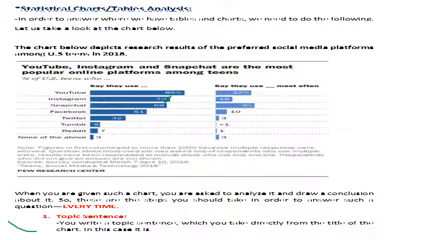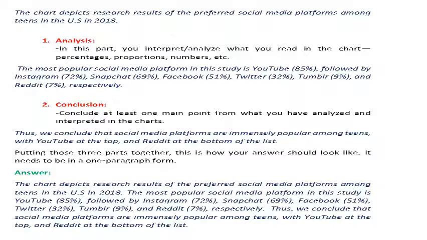The topic sentence, which you get directly from here. The chart depicts or shows research results of the preferred social media platforms among US teens in 2018. Now, why did I say respectively here in my conclusion? Because they are written in consecutive order from the highest until I reach the lowest. And you know from math, the word consecutive means after each other. Okay? Then conclude at least one main point from what you have analyzed.